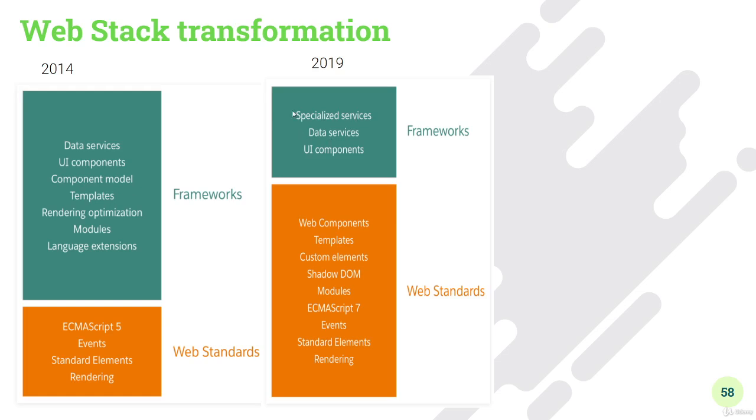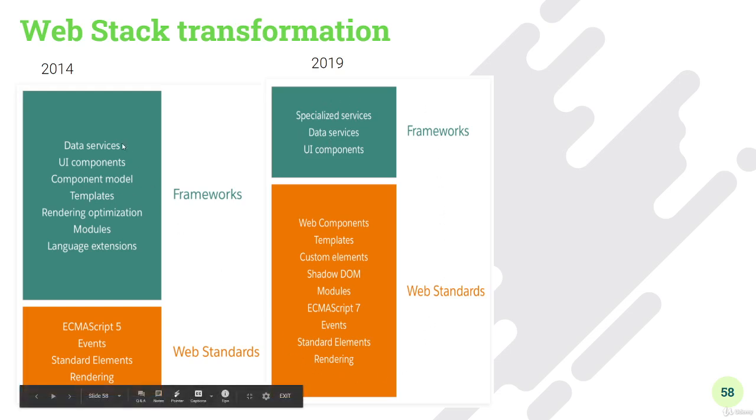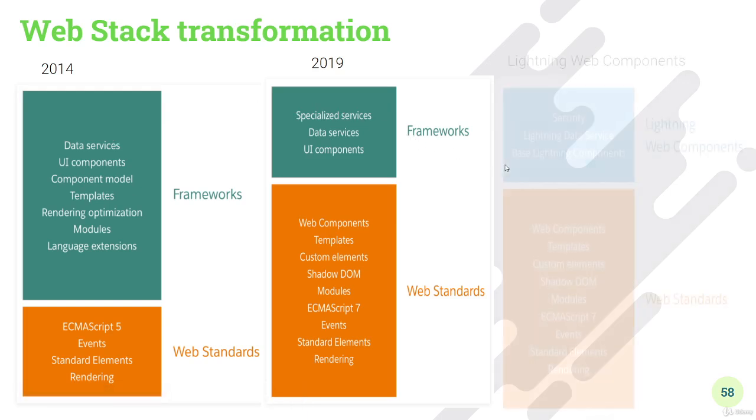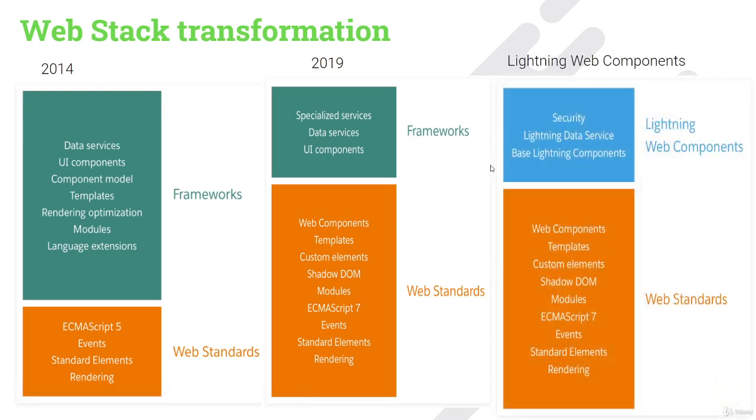As Salesforce saw this transformation that happened from 2014 to 2019, they introduced Lightning Web Components, built on the latest web standards introduced in 2019, and they followed the same concept. The Lightning Web Component Framework takes care of only security, Lightning Data Services, and base Lightning components, and all the rest is taken care of by the web browser. It takes care of all the latest JavaScript features and all the latest cutting-edge features like modules, events, standard elements, and shadow DOMs. So that's why Lightning Web Components came into the picture.